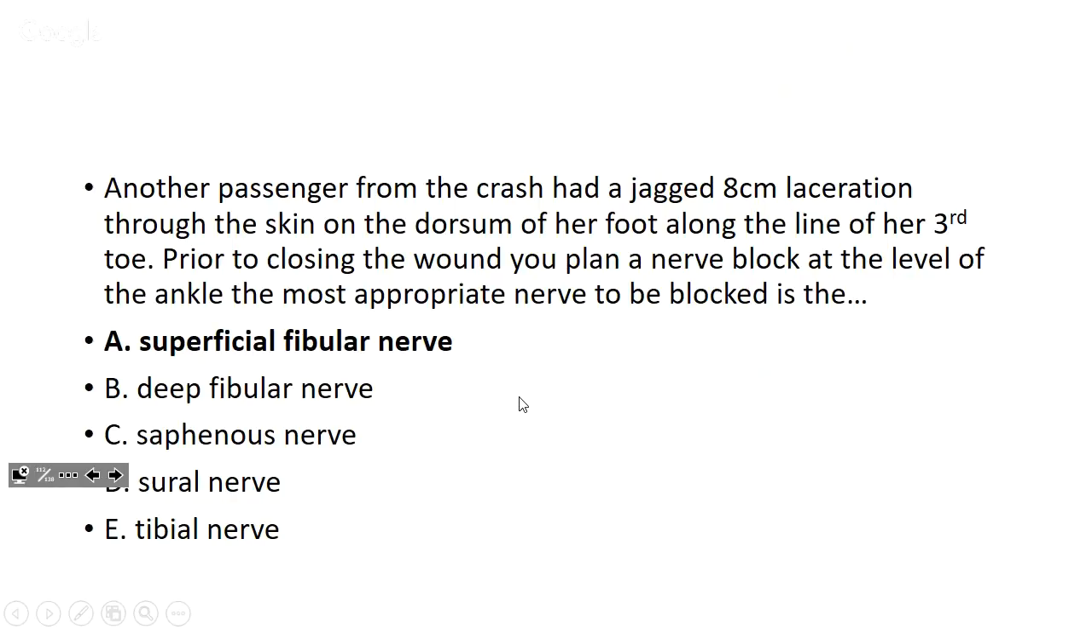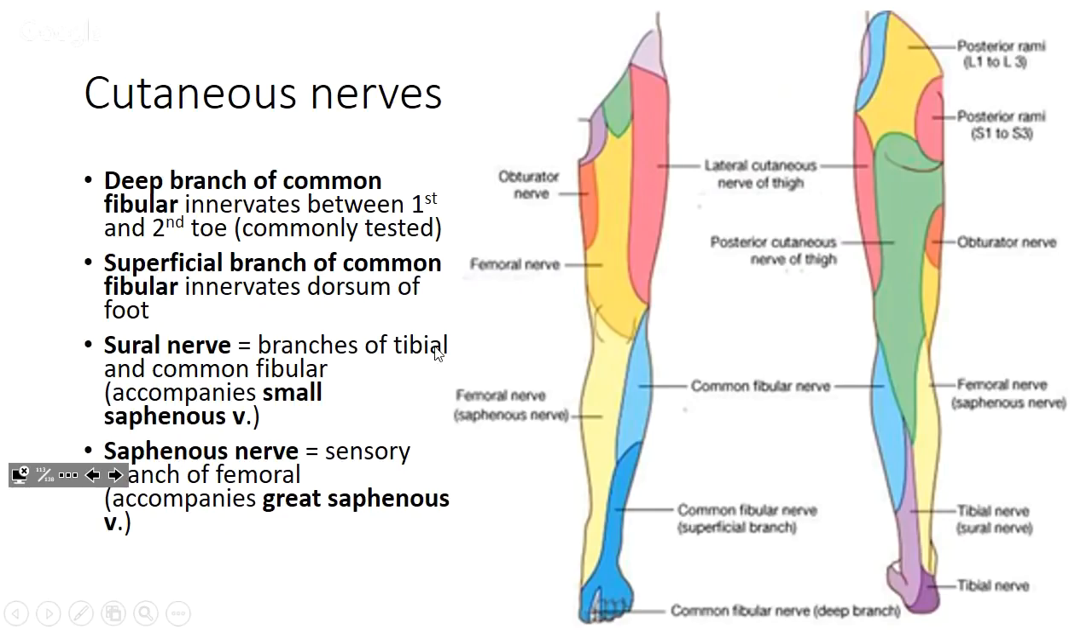If you remember, the superficial fibular nerve supplies most of the dorsum of the foot, and then the deep fibular nerve supplies the area between the 1st and 2nd toe. They like testing that, apparently. So yeah, this is what I was saying before. You see the superficial supplies most of the dorsum, and then the deep supplies this little bit here. Remember that, guys.